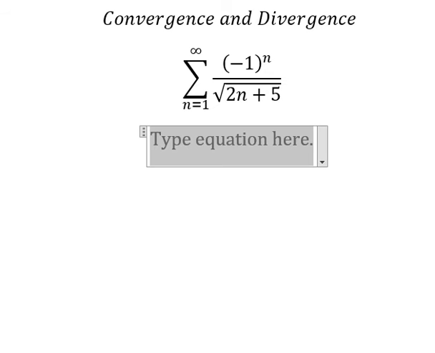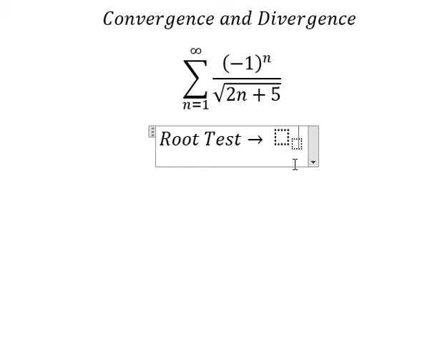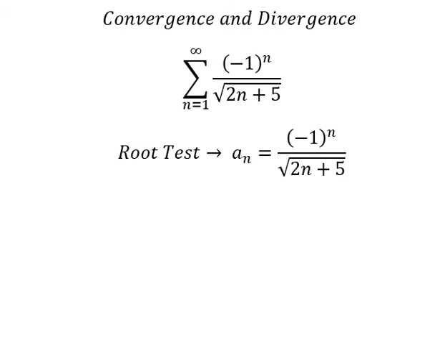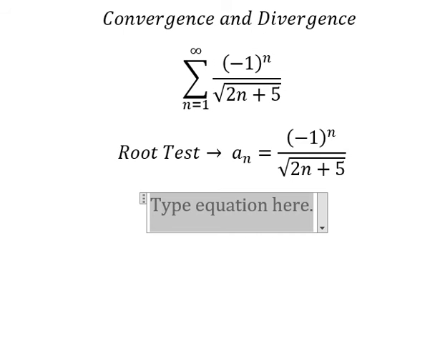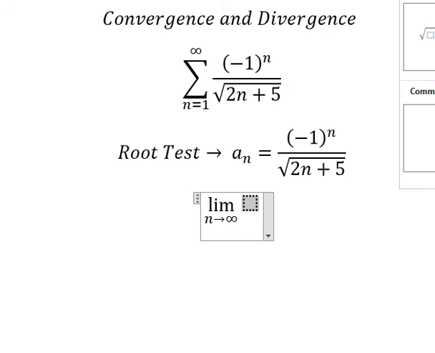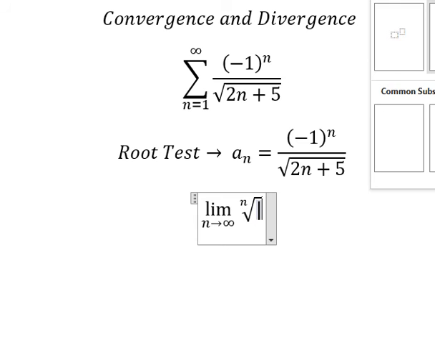We can use the root test in here. So I will put a_n equals to this one. So we can use the limit as n approaches positive infinity, and we put the nth root, and we put inside the absolute value of a_n.